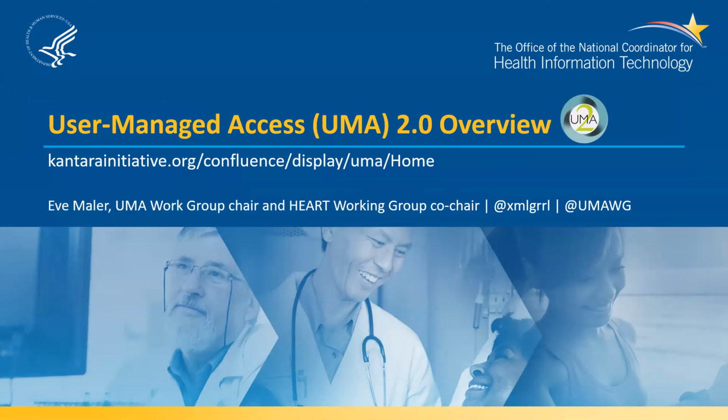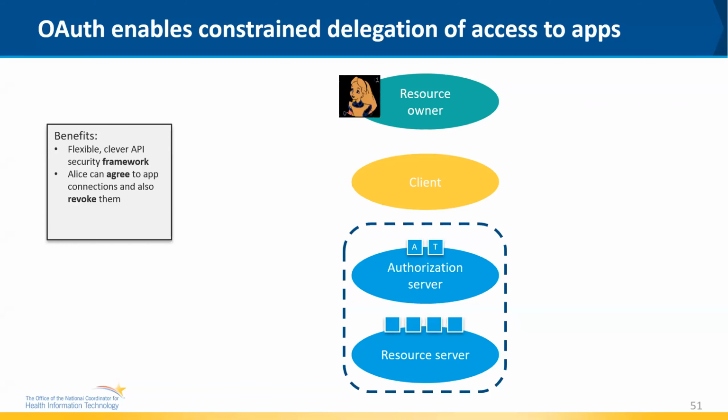So what I want to do now is introduce you a little bit to user-managed access, or UMA, which is now at version 2.0. It's one of the key pieces of standards value add in HART that it's a little bit newer, so you may not be as familiar with it as you are with OAuth. Many more of you may be familiar with OAuth, with this protocol. OAuth was designed to help us avoid what's known as the password anti-pattern. So it enables constrained delegation of access to applications by Alice. We personified her as Alice.